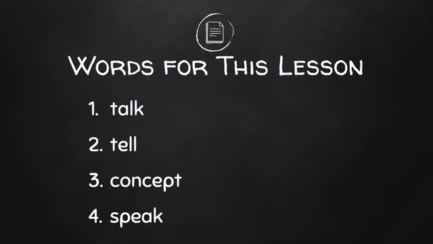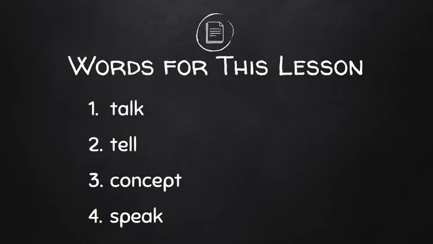So in this video, we're going to look at collocations, or words that go together, for these words. Now these words might seem easy, but when and what to use them together with is very important. So the first word is talk. The second word is tell. The third word is concept. And the fourth word is speak. You probably already know what these words mean, but I'm going to show you how you can use them in a Band 7 Plus, advanced way.